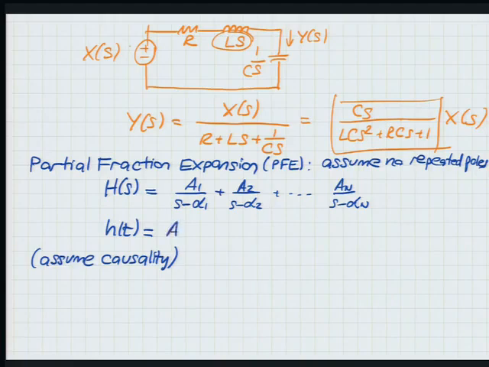So the first term is A1 e to the alpha 1 t, A2 e to the alpha 2 t, up to An e to the alpha n t. All right?